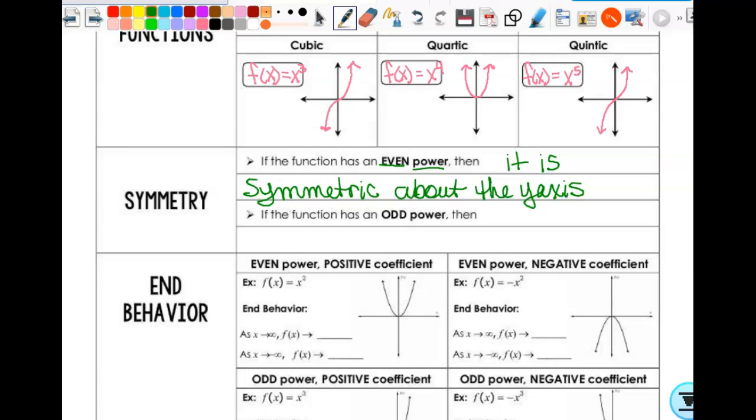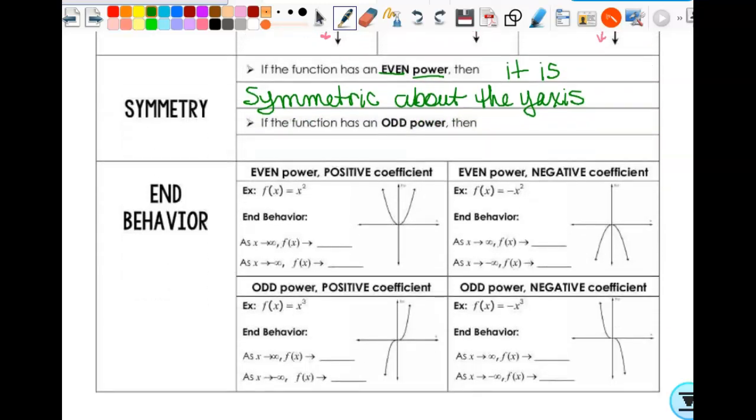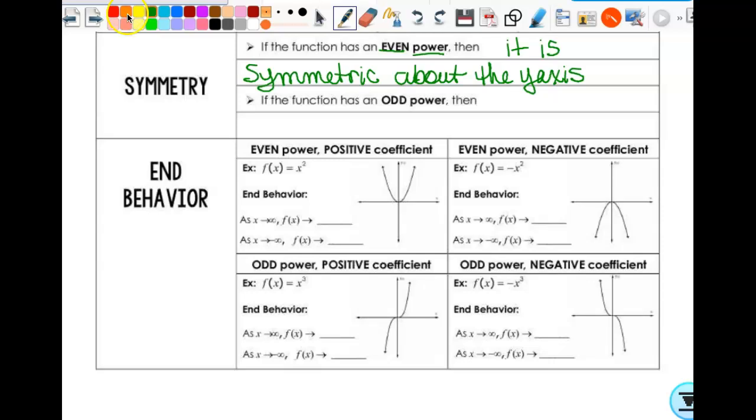It's not true for every function that has an even power, only when they were power functions, talking about these monomials here. If the function has an odd power, and it's a monomial function or a power function, then it is symmetric about what? The origin. Good. If it's symmetric about the x-axis, then it's not a function. So that's why we're not worried about the x-axis. Okay? Everybody with me? All right, awesome.